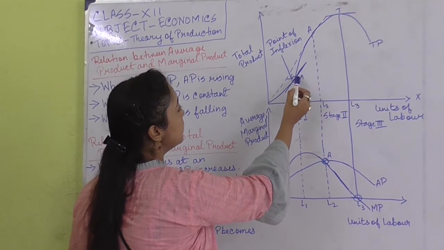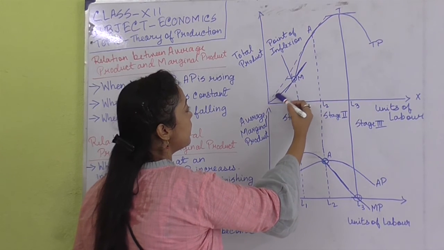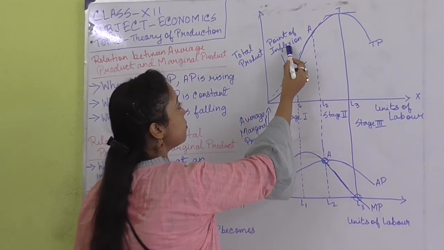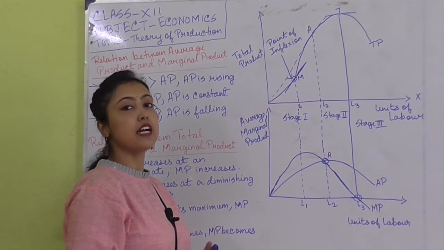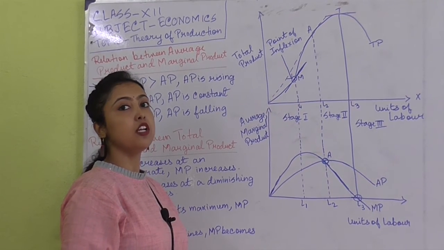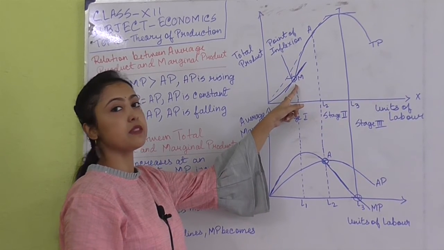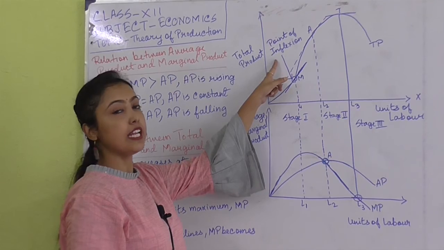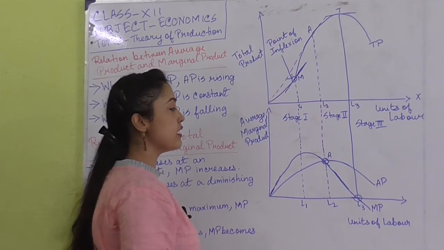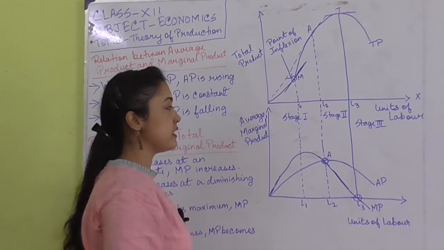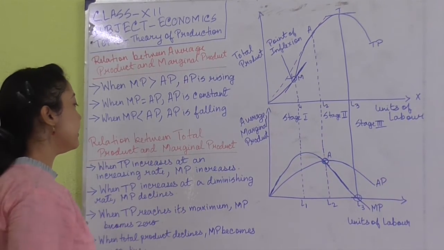So here you can see that up to this point the total product increases, and this point is known as point of inflection. Point of inflection means a type of point where there is no maximum, no minimum. This point cannot be considered as maximum point, neither it can be considered as minimum point. So it is known as point of inflection. So up to this point the total product is increasing at an increasing rate and the marginal product is also increasing.